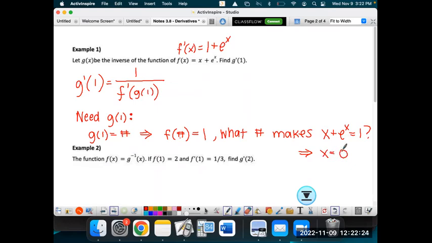I know that it happens to be 0, just because if I have 0 in for either of the x's, technically I'm getting 0 plus e to the 0, which is 0 plus 1. So I know that the number I need is 0. So technically f of 0 equals 1, which means that g of 1 equals 0. So I can move forward.